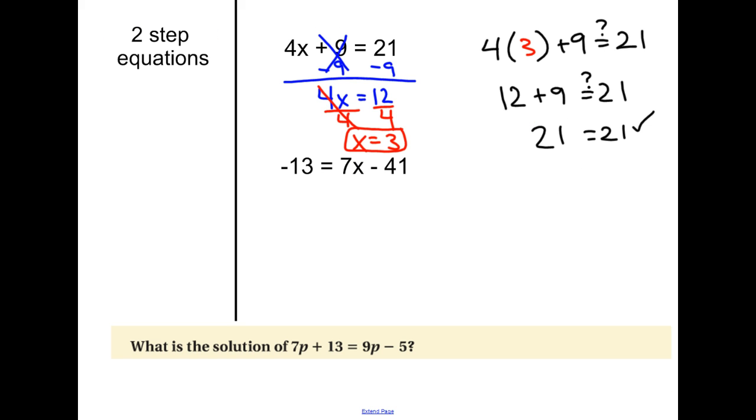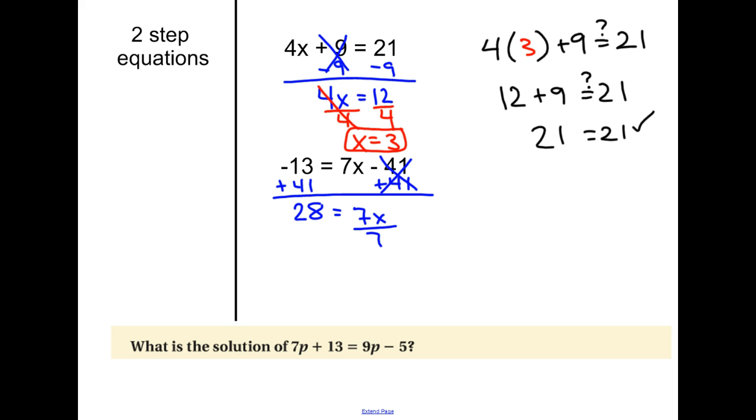So let's try another one here where we have negative 13 equals 7x plus 41. So first thing I need to do, even though the variable's on the right side, I'm going to move this 41 over. So negative 13 minus 41, negative 41 plus 41, those cancel out. That means we have 7x left on the bottom. We need to do negative 13 minus 41, which will be a negative 54.